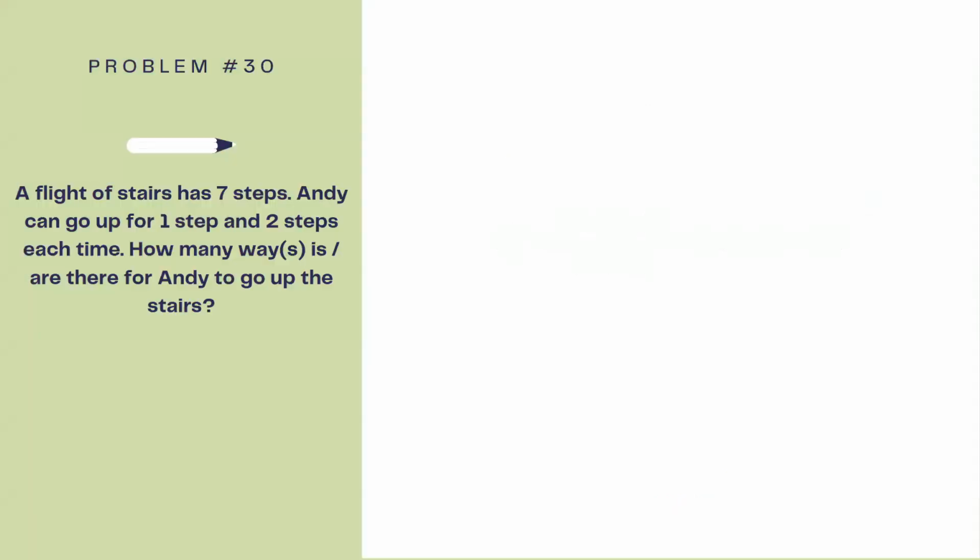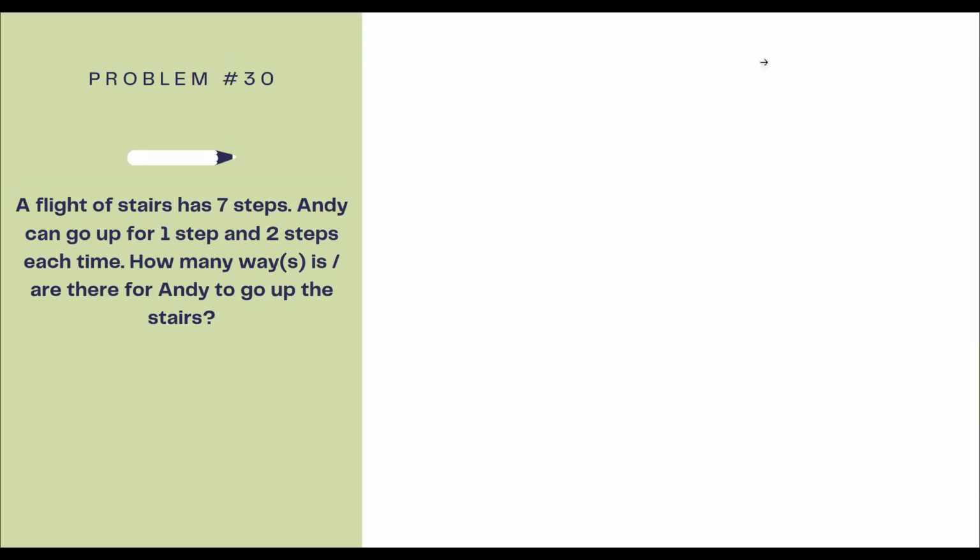A flight of stairs has 7 steps. Andy can go up 1 step or 2 steps each time. So how many ways are there for Andy to go up the stairs? How do we solve this one? Don't worry, this is the last number. 21.